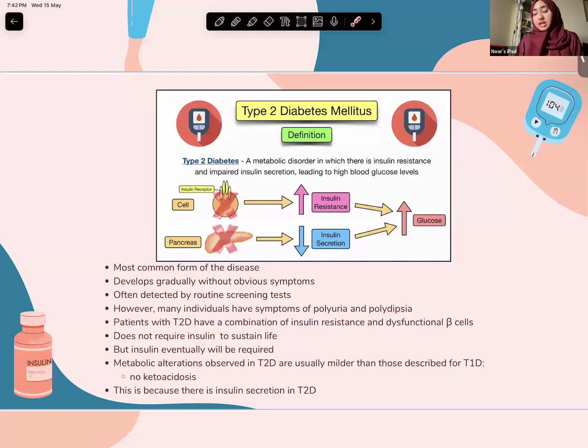Now, patients with type 2 diabetes have a combination of insulin resistance and dysfunctional beta cells. Like I just mentioned, it does not require insulin to sustain life. You do not need to give the patient insulin in this case. Remember, in type 1 diabetes, I told you the best treatment is to give the patient insulin therapy. But in type 2 diabetes, the best method is giving anti-diabetic drugs, or the first-line treatment is to ask the patient to make some lifestyle modifications like exercising and dietary modifications, which are really helpful in this case.